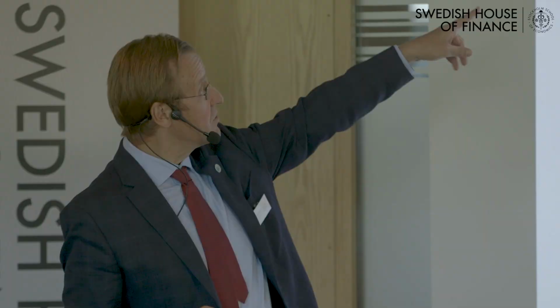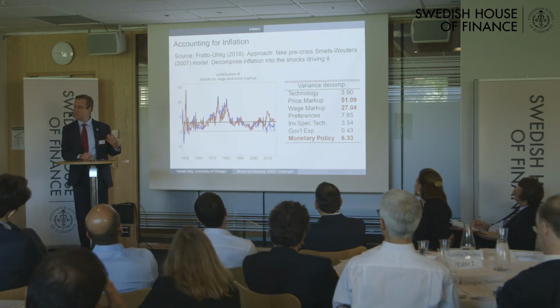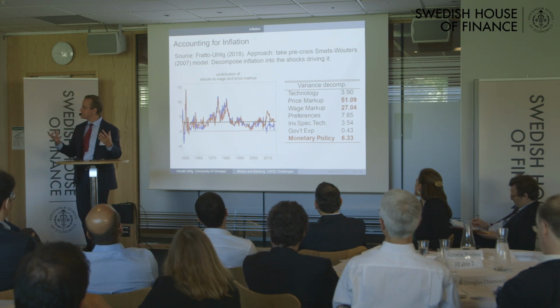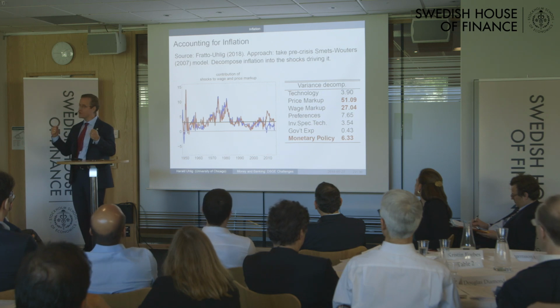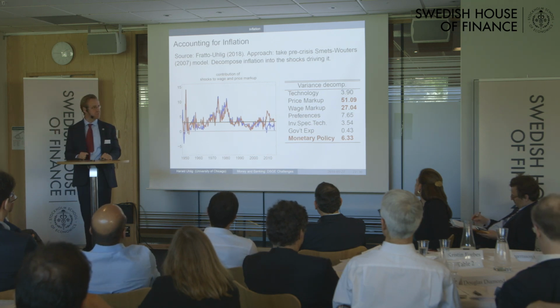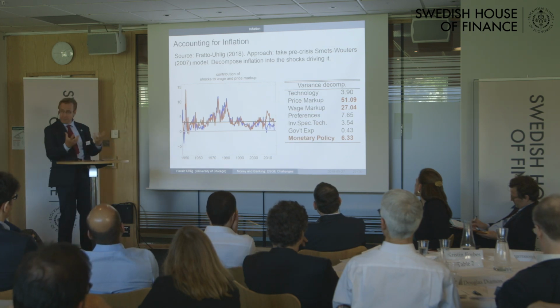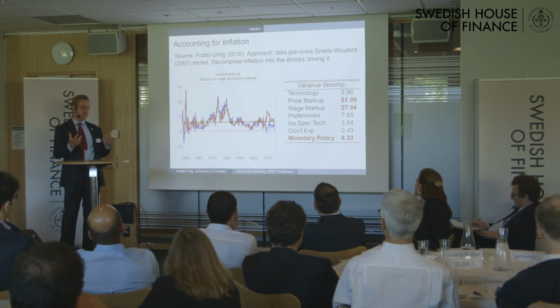So just for fun, we took the Smets-Wouters 2007 model because it wasn't tainted by the crisis. The Smets-Wouters model is a version of the Christiano-Eichenbaum-Evans model, but it has become very popular among central banks as a workhorse model for thinking about monetary policy. And we just took that, and the model automatically accounts for how inflation moves.